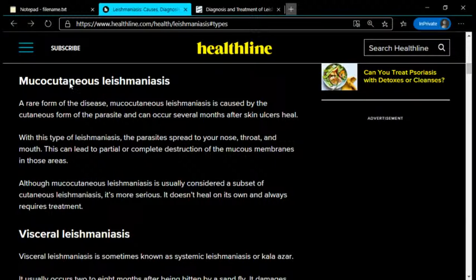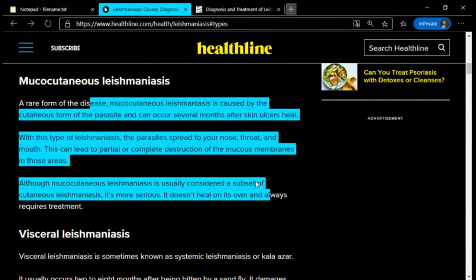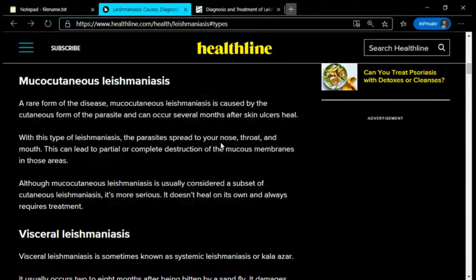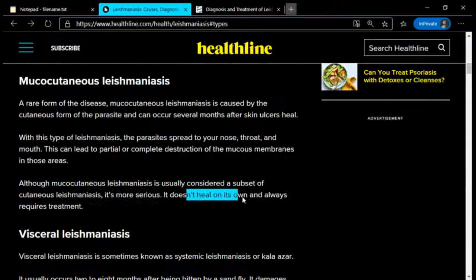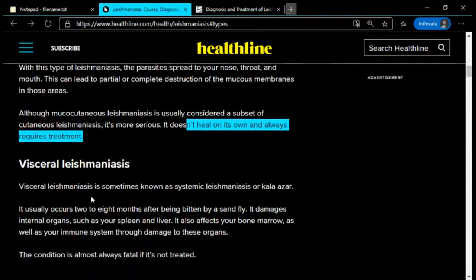Mucocutaneous leishmania is a rare disease caused by the cutaneous form of the parasite, and can occur several months after skin ulcers heal. In this type of leishmania, the parasites spread to your nose, throat, and mouth. This can lead to partial or complete destruction of the mucous membrane in those areas. Although mucocutaneous leishmania is usually considered a subset of cutaneous leishmania, it's more serious, because it does not heal on its own and always requires treatment.